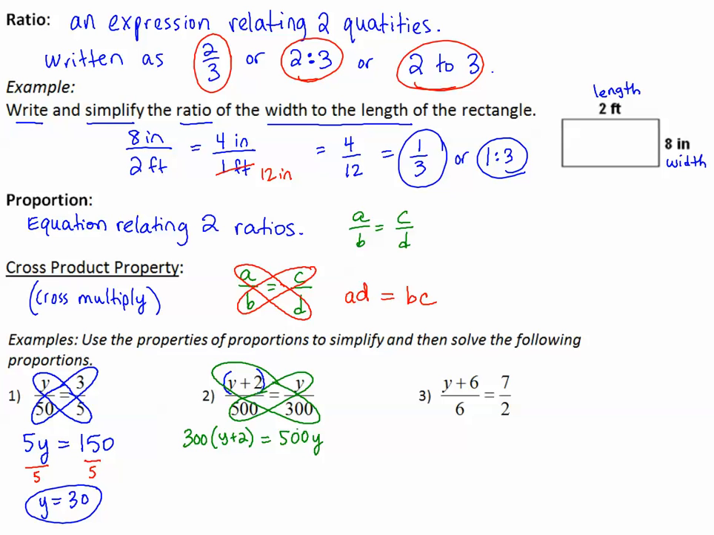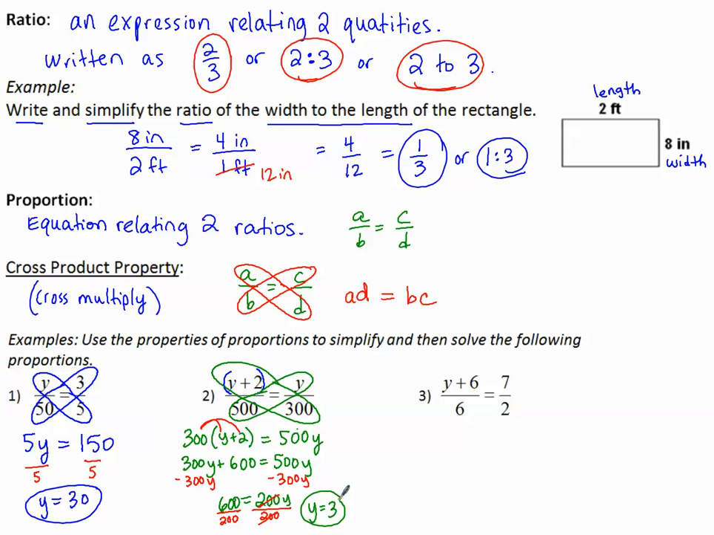Then I'll remember that I'm supposed to distribute in this equation. So then I get 300y plus 600 equals 500y. And then I want my y's together. So minus 300y, and 600 equals 200y. Geez, these are big numbers. I wish there was an easier way to do this. Oh, do you? Well, guess what? There is. So we get y equals 3.